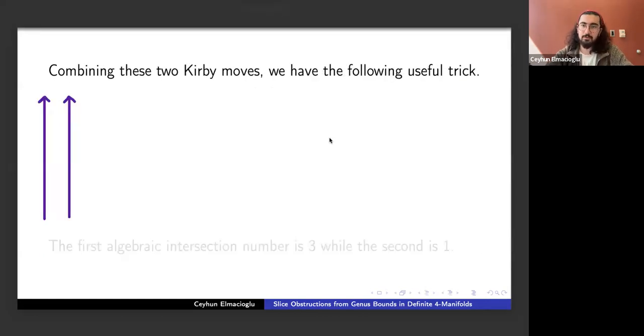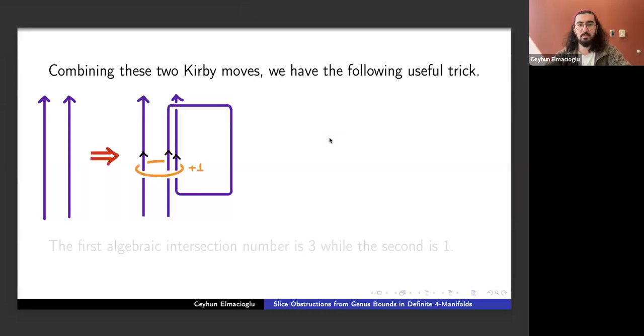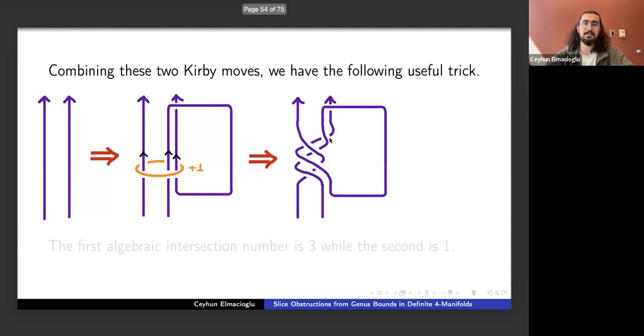Before moving on to the main proof, we will need this very useful trick. We take two strands which are consistently oriented. We make this move, so we create 3 strands out of 2, and then we blow up with a CP2. As we talked about with handle slides before, we handle slide that out. When we do that, we introduce -1 full twists to these 3 strands.